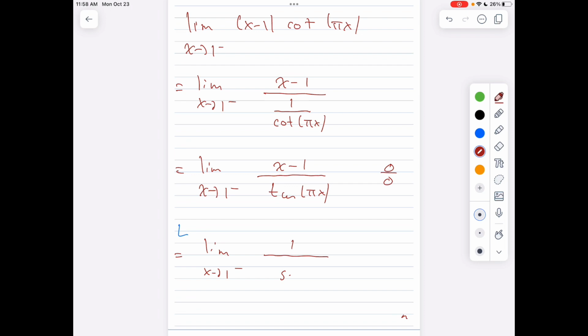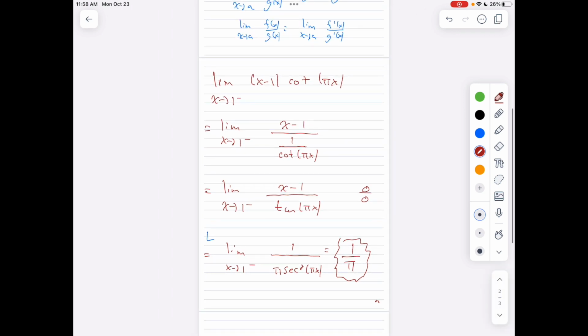The derivative of tangent is secant squared of pi x times pi. As you approach 1, you get the secant squared of pi. Secant of pi is negative 1, squared is 1, times pi is pi, so you get 1 over pi. So that is what your limit would equal, 1 over pi. And that's the whole thing. The original limit would equal 1 over pi.